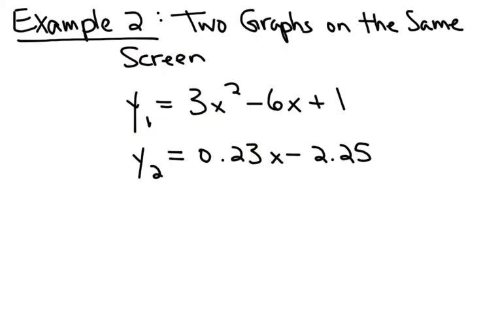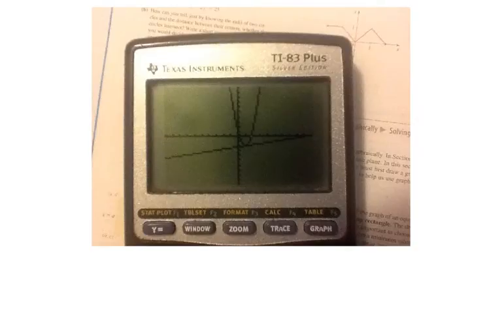A lot of times, one of the reasons we would change our viewing window is if we want to find where two graphs intersect. So you're going to graph on your calculator y1 equals 3x squared minus 6x plus 1, and in y2 equals, you're going to graph 0.23x minus 2.25. And we want to see where this parabola and line intersect. So this is the screen that you should see. So if I look at this, it looks like it intersects somewhere in here. But I'm not quite sure. I mean, it looks like the vertex of the graph may be hitting that line.